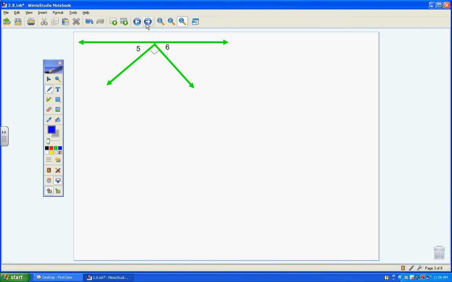Okay, the measure of angle 5 equals the measure of angle 6.